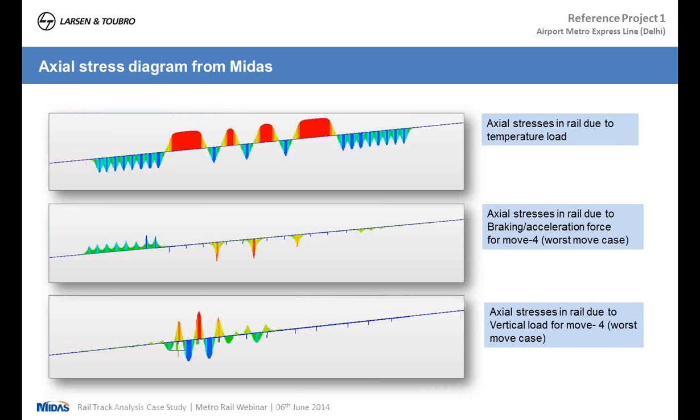When the results were extracted, we found the worst results were obtained in case of move 4. These are some axial stress diagrams given by Midas for different actions. Stress diagram for temperature load, stress diagram for braking and acceleration force, and the third one is the stress diagram for vertical load.